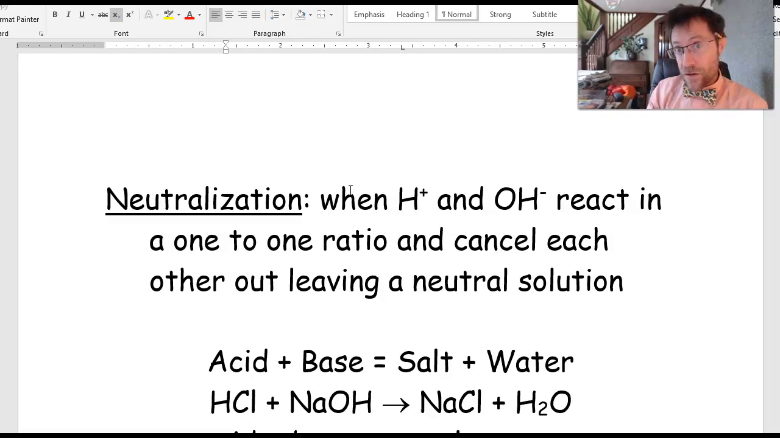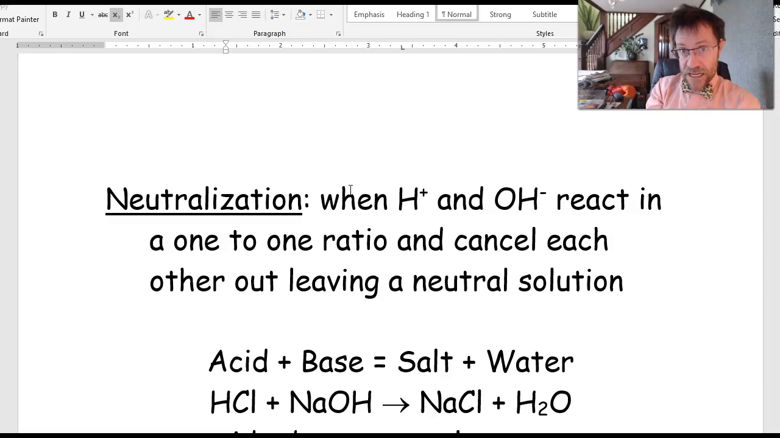So what we have is a neutralization. Now we call it neutralization because when we're done, we have a neutral solution. It is not an acid solution. It is not an alkaline solution. It is totally neutral. Okay? Alkaline meaning base, basic kind of thing.